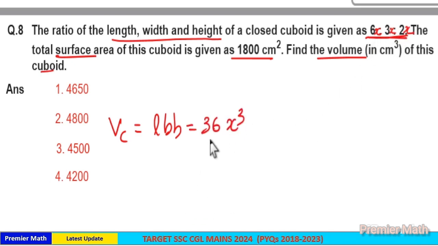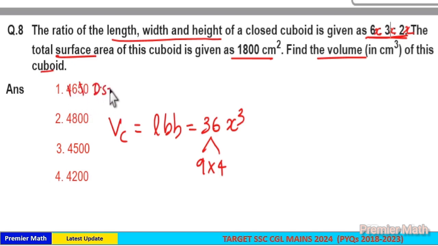So, LBH is equal to 36x cube. Now 36 is a multiple of 9. 9 into 4 is 36, which means volume is a multiple of 9. Now check for multiples of 9 in the options. If the digital sum is 9, it is a multiple of 9. Here 5 plus 4 is 9. So 6 is the digital sum here.